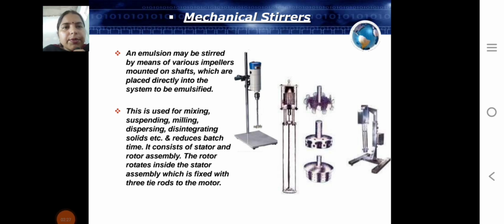An emulsion may be stirred by means of various impellers mounted on the shaft which are placed directly into the system of the emulsifier. This is used for mixing, suspending, milling, dispersing, disintegrating solids, etc. and reduces batch time. It consists of the stator and the rotor assembly, and the rotor inside the stator assembly which is fixed with the 3-tie rod to the motor.